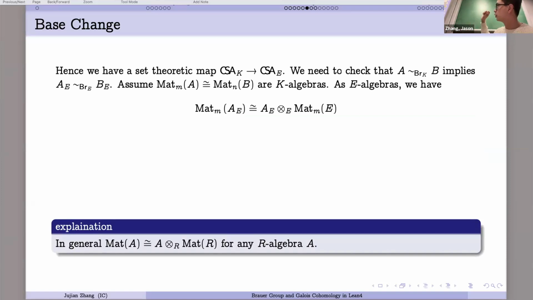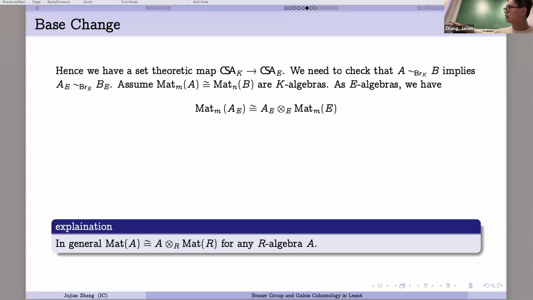Because if A is central simple over K, then the extension of A is central simple over E, we now have a set theoretical map from the central simple algebras over K to the central simple algebras over E. Now we just need to check that this map actually respects the Brauer equivalence. So let's say A is Brauer equivalent to B over K, and now we want to prove that the extension of A is Brauer equivalent to the extension of B over E. So we can assume that the matrix algebra of A for M is the same as the matrix algebra of B for N.